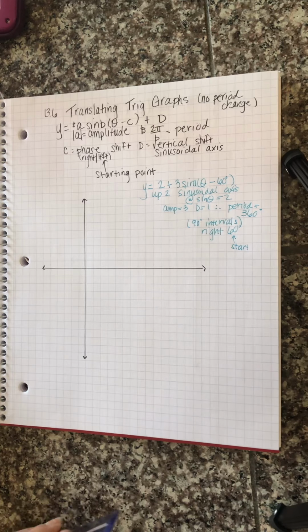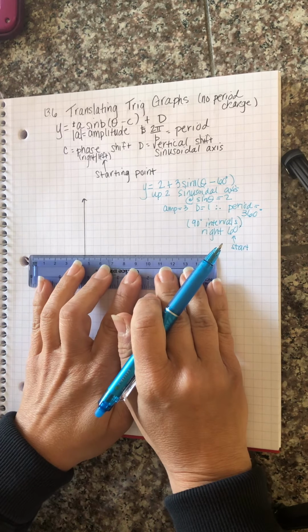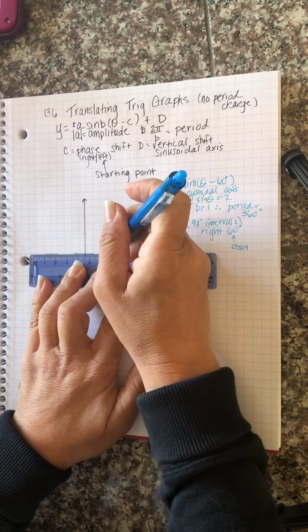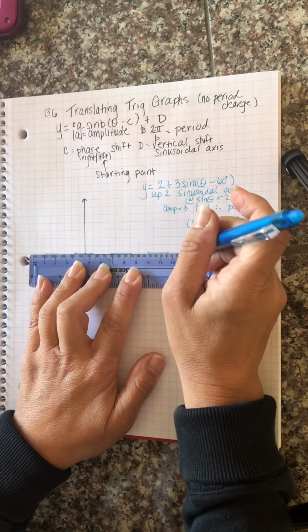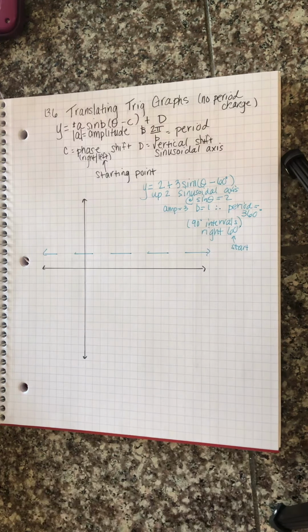Okay. It doesn't matter where you start in terms of how you draw the graph. I usually start with the sinusoidal axis. The sinusoidal axis is 2. So I'm going to go up 2. You need to draw it in. You must draw in the sinusoidal axis. I won't give you full credit on your homework if you don't draw in the sinusoidal axis. Okay, so this is 2.